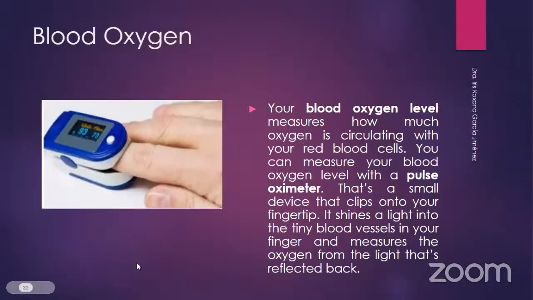Okay, blood oxygen. The blood oxygen level, of course, measures how much oxygen is circulating in your red blood cells at the moment. You cannot take the blood oxygen level in the morning and think that it's going to be the same at night. Of course not. As we were checking in previous slides, we know that all vital signs are going to change through time, all the time, because they are dynamic.